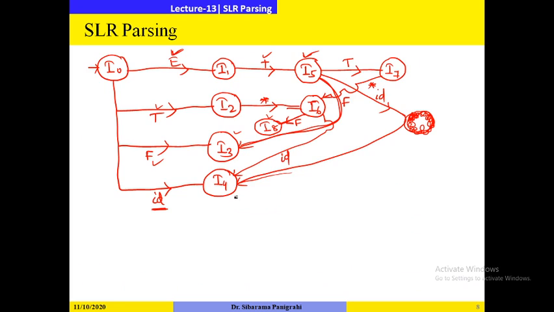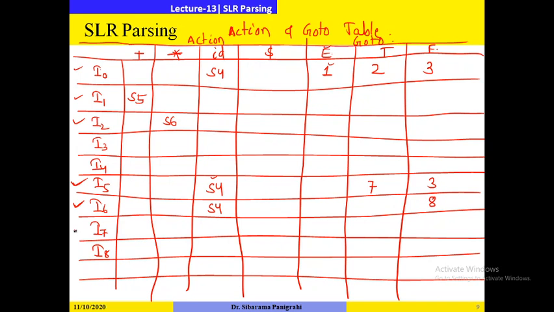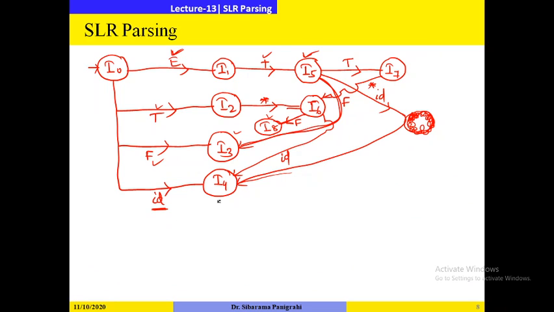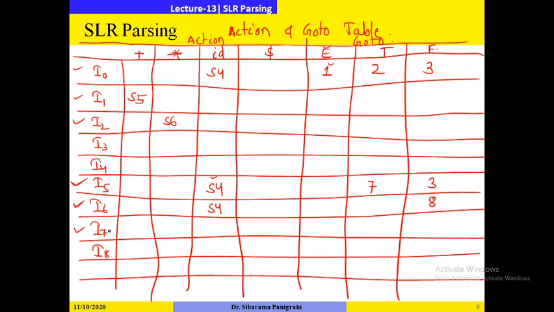Okay, then I6, is there any other product, any other state transition? No, from I6. Then we will go through I7. So I7, by taking star as input, it goes to I6. Let me check it again. I7, by taking star as input, it goes to I6. Okay, so we will write shift 6. So under I7 star, we will write shift 6.